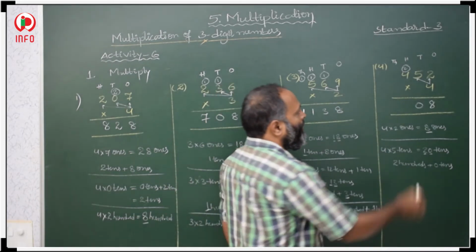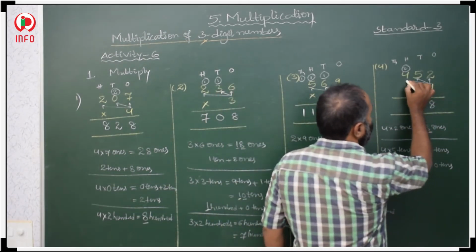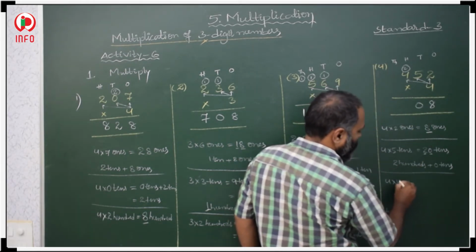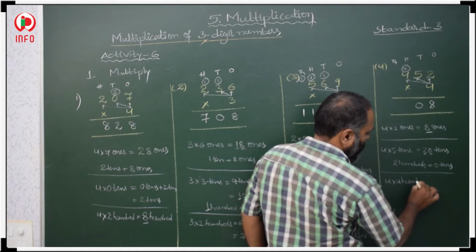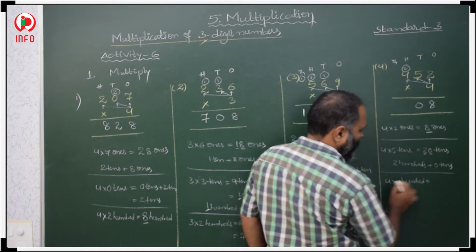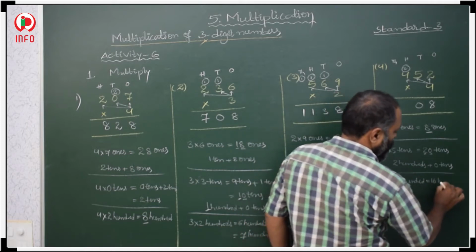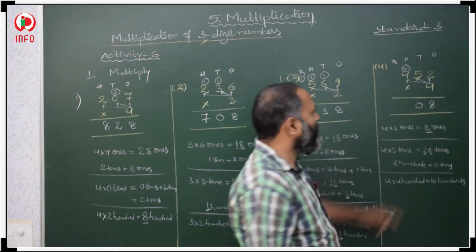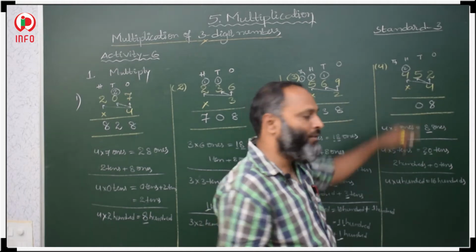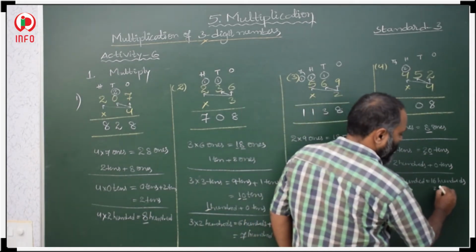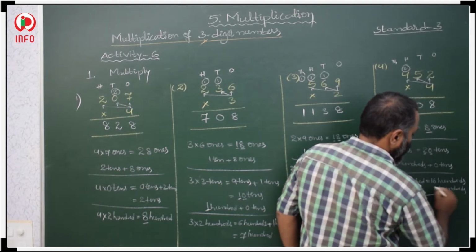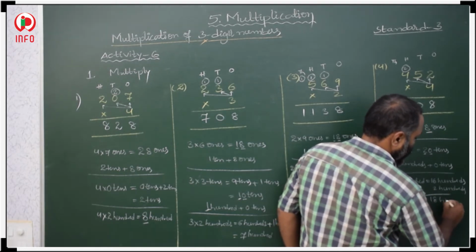Now the tens is over, 4 with 4 hundreds. 4 4s are 16 hundreds. What is carry over here? 2 hundreds, that we have to add. 16 plus 2, 18 hundreds.